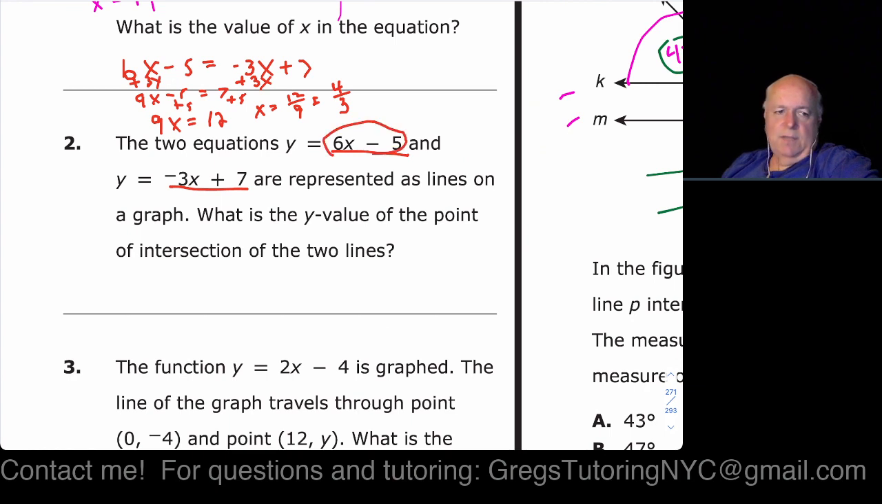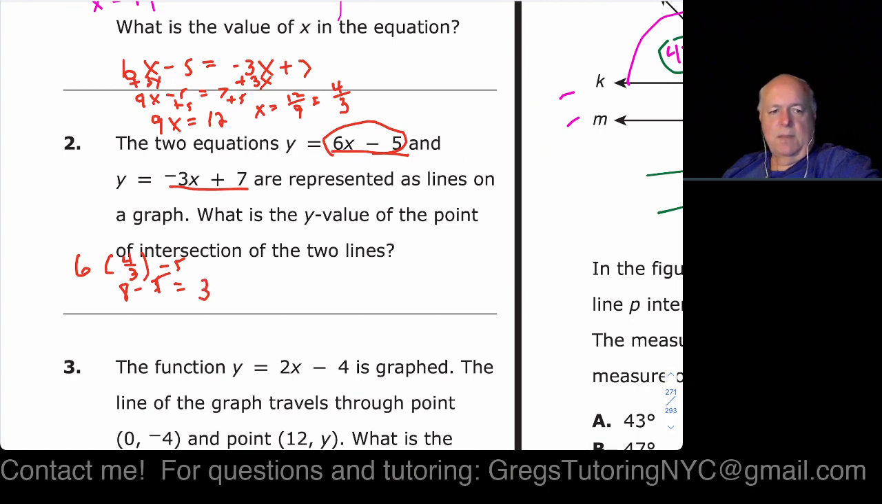We have 6 times 4/3 minus 5. The 3 goes into the 6 twice, so we get 8 minus 5, and that's equal to 3. So therefore, y should equal 3.